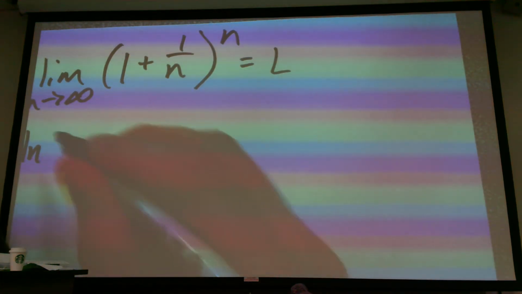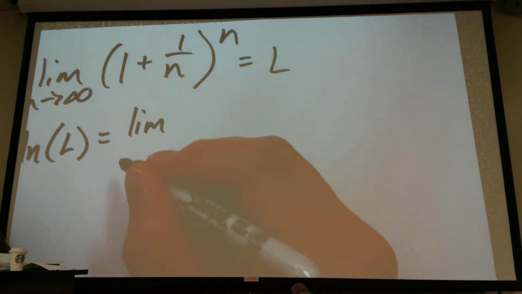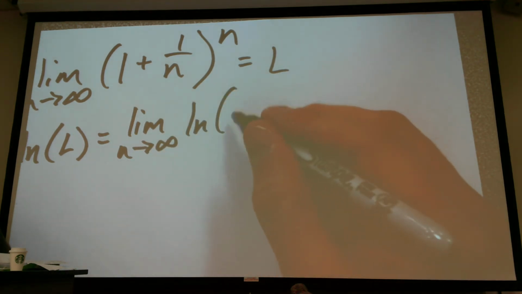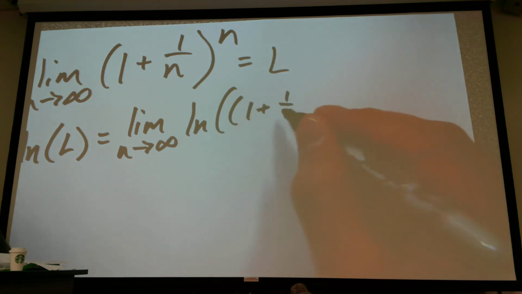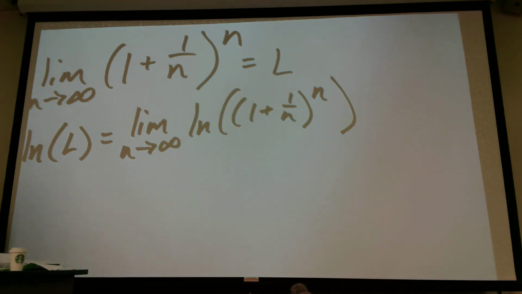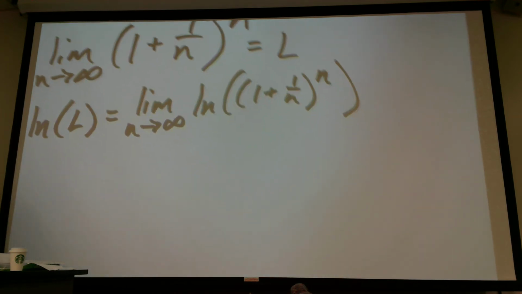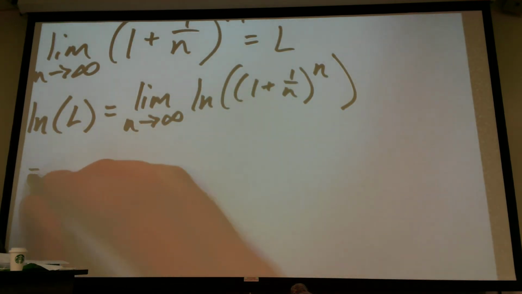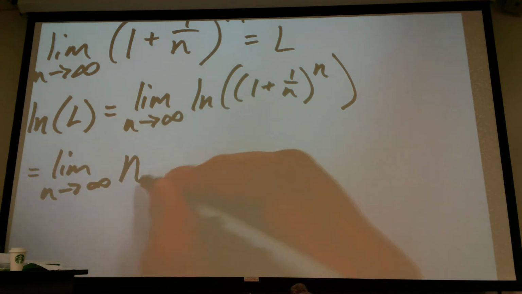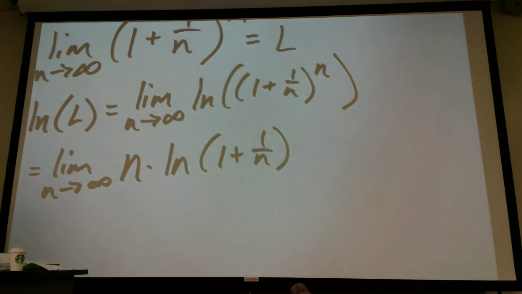So the natural log of L is going to equal the limit as n tends towards infinity of the natural log of 1 plus 1 divided by n raised to the n power. Okay? And we're taking the natural log of that problem so that we can pull the n to the outside. So that would equal the limit as n tends towards infinity of n times the natural log of 1 plus 1 divided by n.